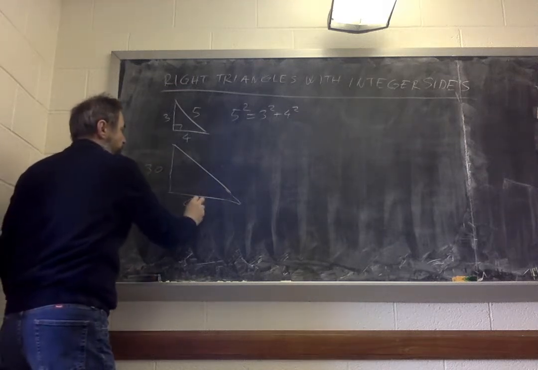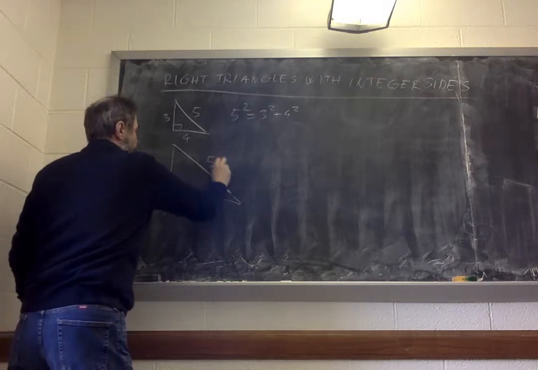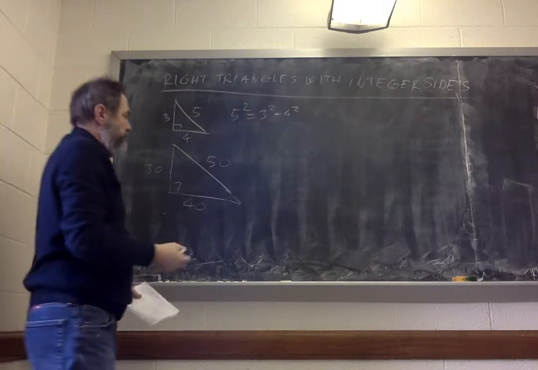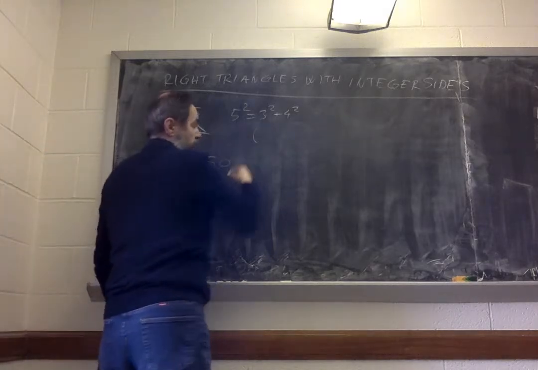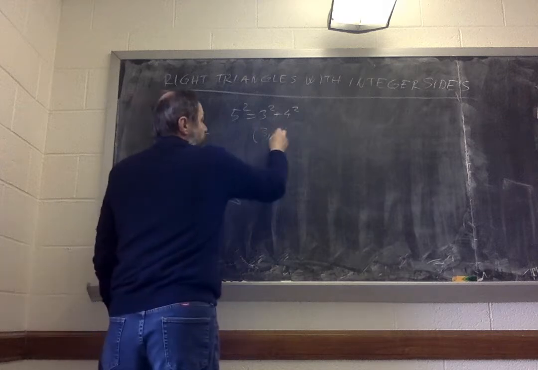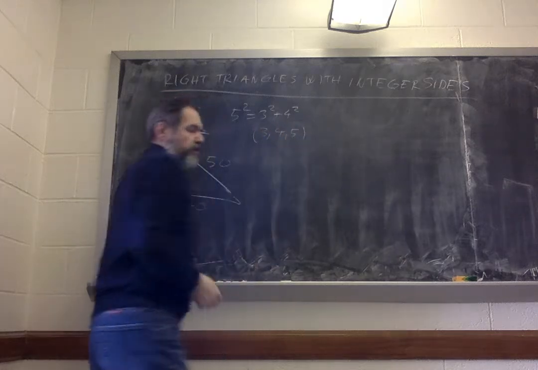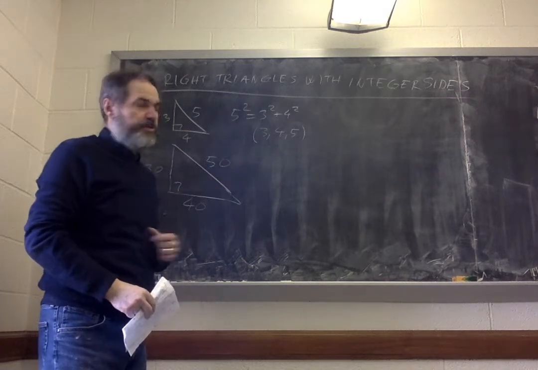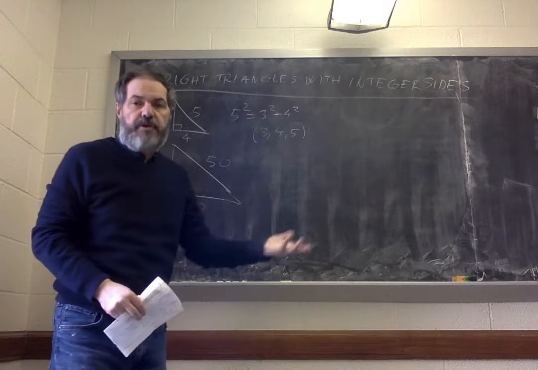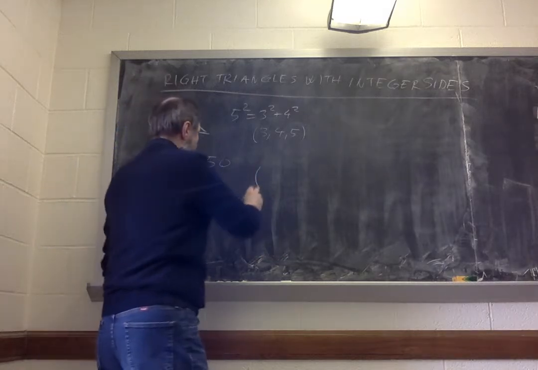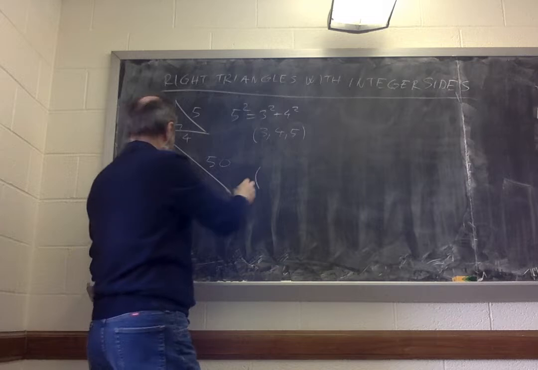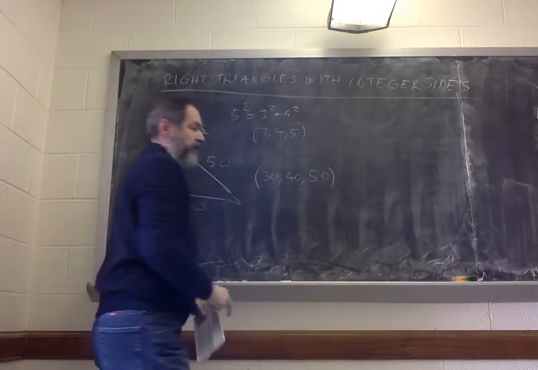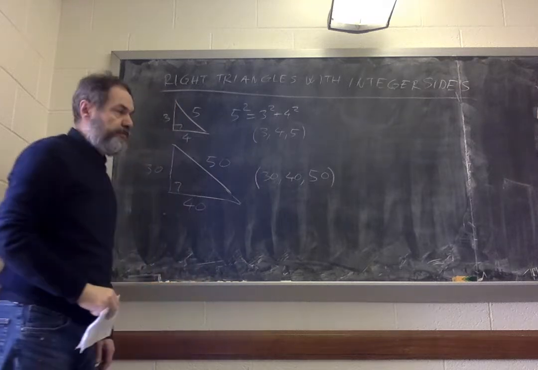30, 40, 50. These two triangles are similar. So we have another Pythagorean triple. The basic one, 3, 4, 5, we say that this is a primitive triple, or solutions where the three numbers are relatively prime. And this one that's not primitive is 30, 40, and 50. They still satisfy Pythagoras theorem.